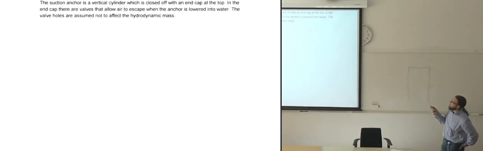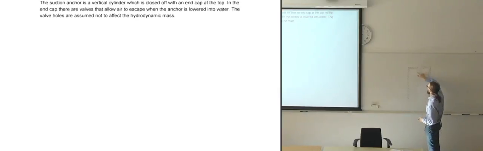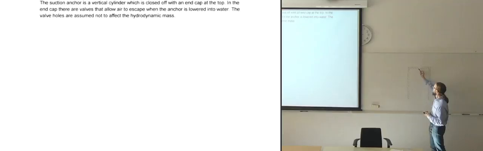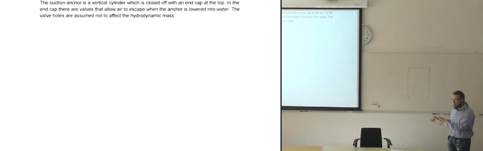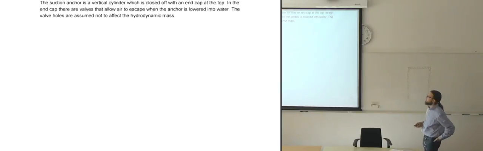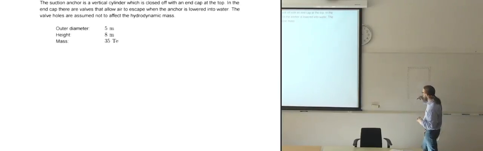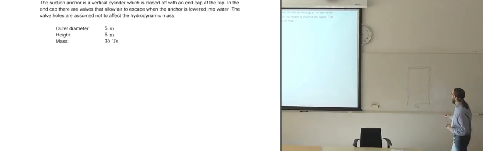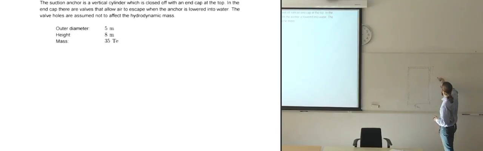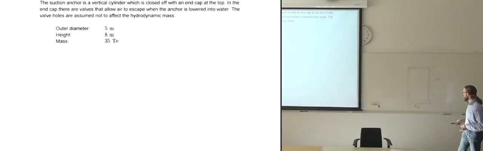And in this case, we are assuming, just for simplification, that the holes up top here that allow the air to escape to begin with, we're not going to let those affect our calculation. So we're calculating as if it's closed when we're doing the calculation, which is going to give us a more conservative calculation, of course, because we are not allowing flow through it. So we have an outer diameter of 5 meters. So it's pretty huge, and we have a height of 8 meters. And we have a mass of 35 tons, so these weigh quite a lot.